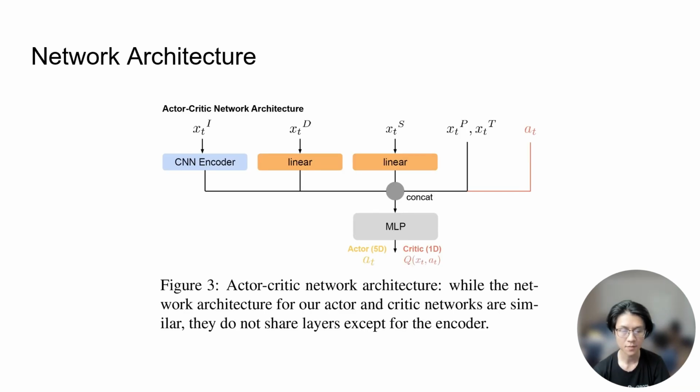We use the same network architecture for DrQ-v2 and CURL's actor and critic networks. The image observation first passes through a CNN encoder. Then it is concatenated with the rest of the observations. The actor's output is the action, which is a 5D action. The critic additionally takes action as the input and outputs a scalar representing the Q value of observation and action.